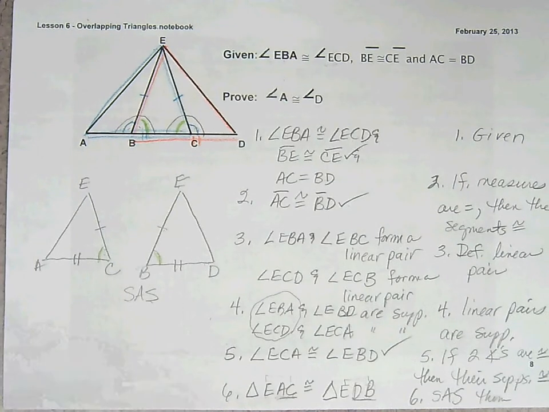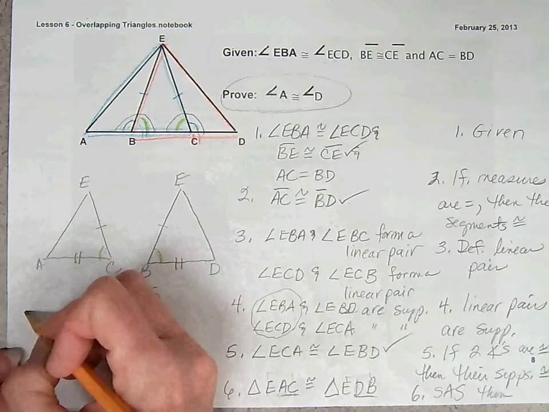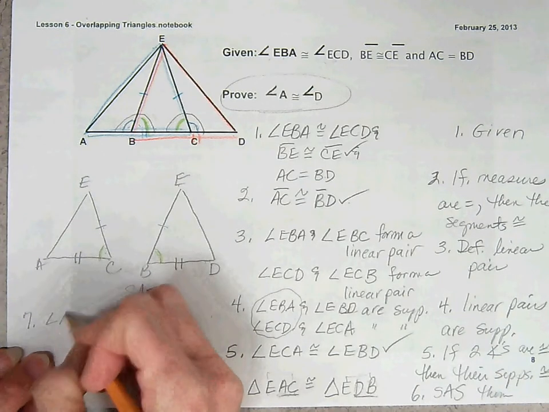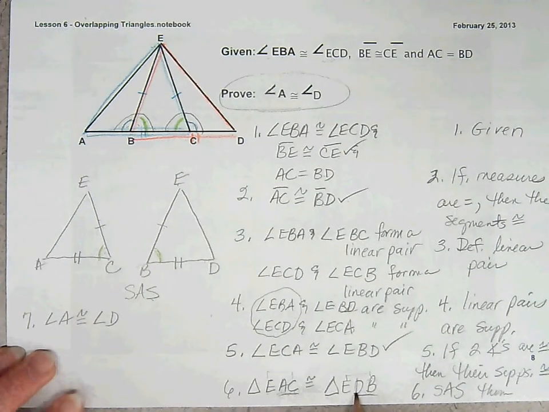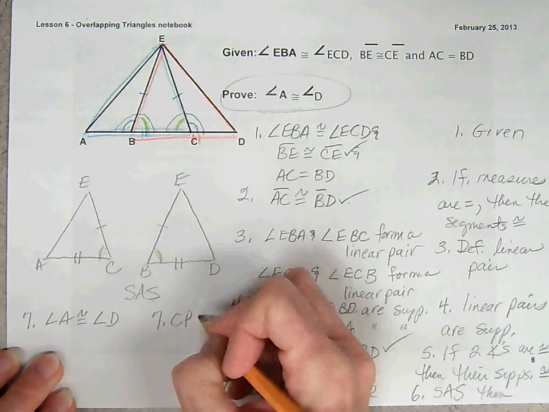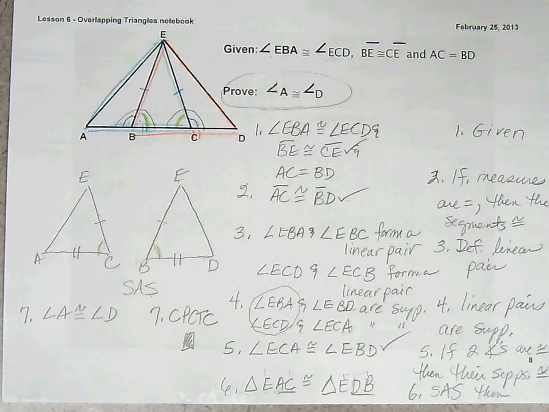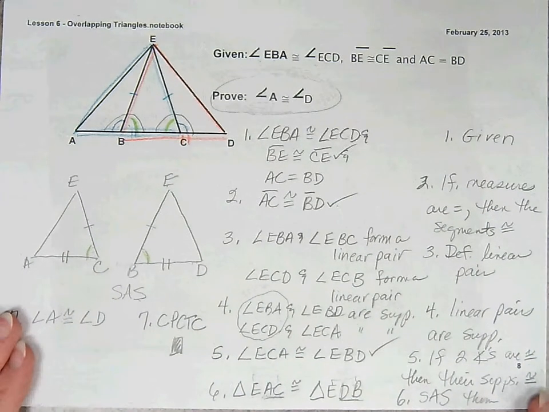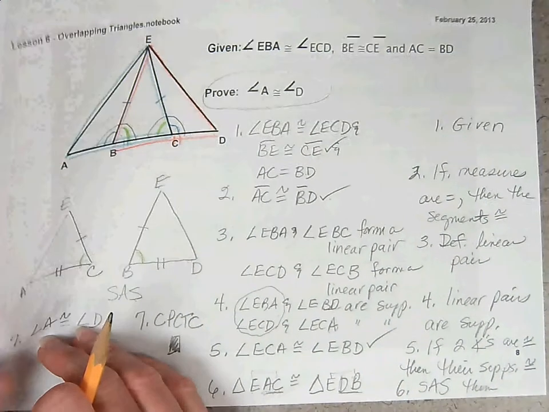Okay, but are we done? We just proved the triangles are congruent, but that's not what was asked. We were asked to prove these angles are congruent. So we have one more step, and that is to show that the angles are indeed congruent, A and D. And the reason, because corresponding parts of congruent triangles are congruent. And now we're done. Okay, let me pull that over, make sure you can see it all. And that's it.